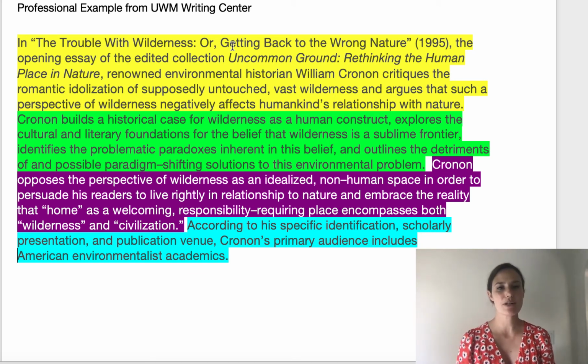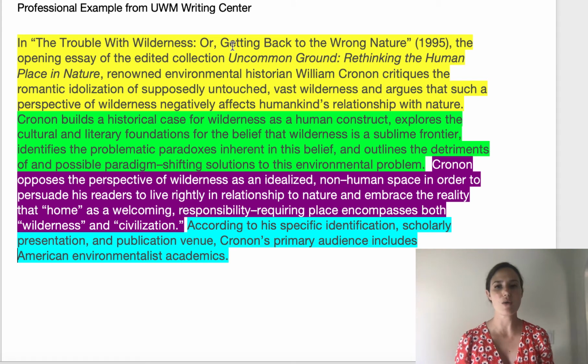Cronon opposes the perspective of wilderness as an idealized, non-human space in order to persuade his readers to live rightly in relationship to nature and embrace the reality that home, as a welcoming, responsibility-requiring place, encompasses both wilderness and civilization.